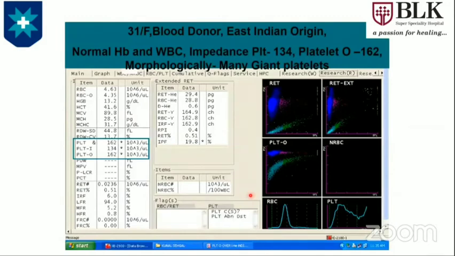Importantly, the immature platelet fraction and the optical platelet counts happen to be useful, especially in cases like what we call Harris syndrome. If you look at this particular case, the person of East Indian origin had a platelet count of 134,000, and was meant for donating blood in the blood bank. Eventually on the optical platelet count it turned out to be 162,000, and he was eligible to give blood within the blood bank.